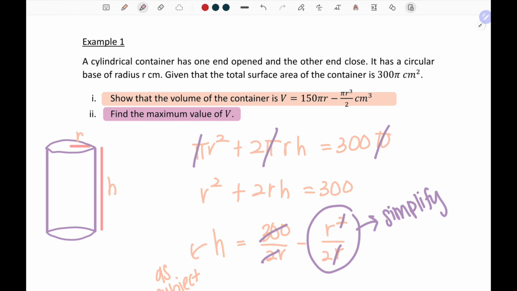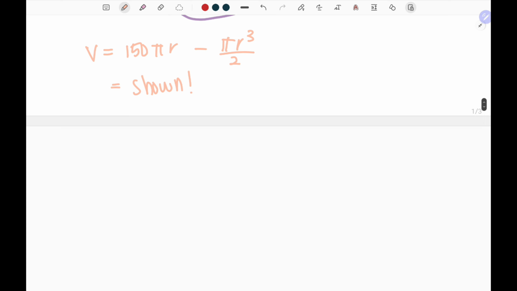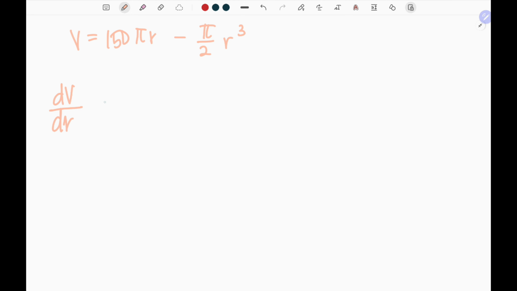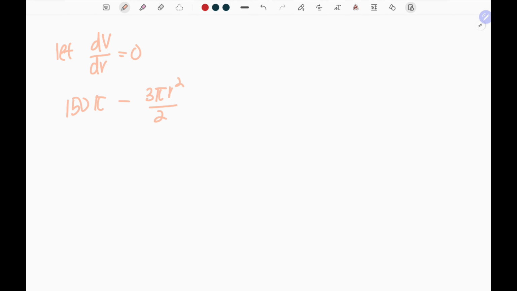Next, the question asks for the maximum value for the volume. First, we will use the V that we have shown earlier and differentiate it. V equal to 150 pi R minus pi over 2 R cube. dV over dR equal to 150 pi minus pi over 2 multiplied by 3 R square. Let dV over dR equal to 0 to find all the R values. So we get 150 pi minus 3 pi over 2 R square equal to 0.